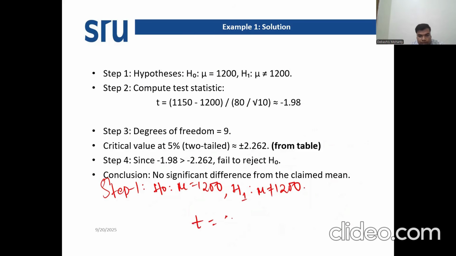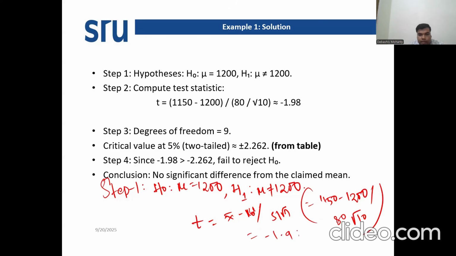Then we have to compute the test statistic, meaning the t value. So how to compute that? X bar minus mu naught divided by s divided by square root of n. That is 1150 minus 1200 divided by 80 divided by square root of 10. This value is nearly equal to minus 1.98. Right? So after calculating this t value, we have to see the degree of freedom.